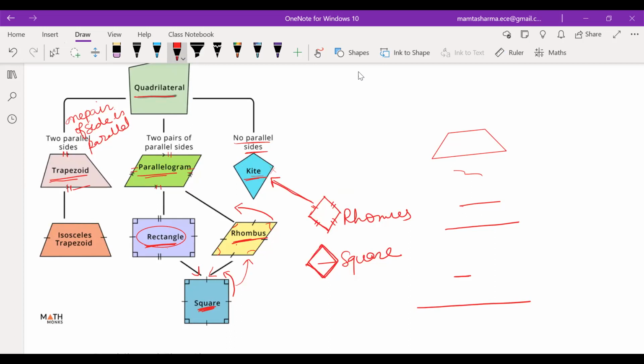So all these are parallelogram. Rectangle is also a parallelogram. Rhombus is also a parallelogram. Square is a rectangle. Square is a rhombus.